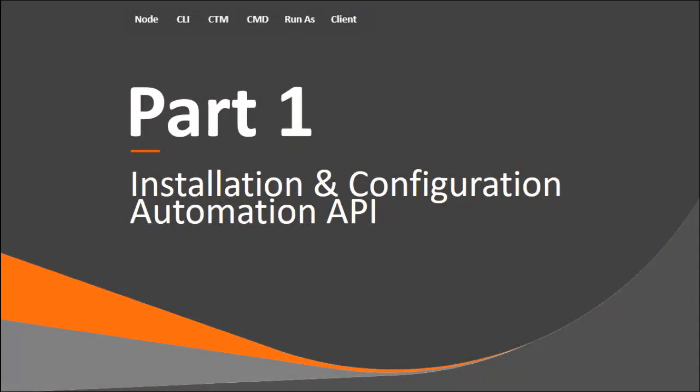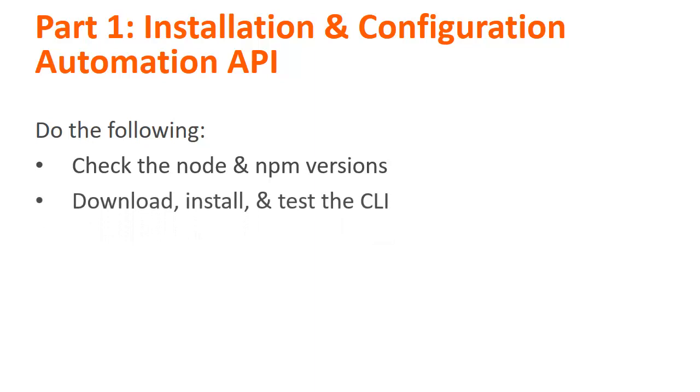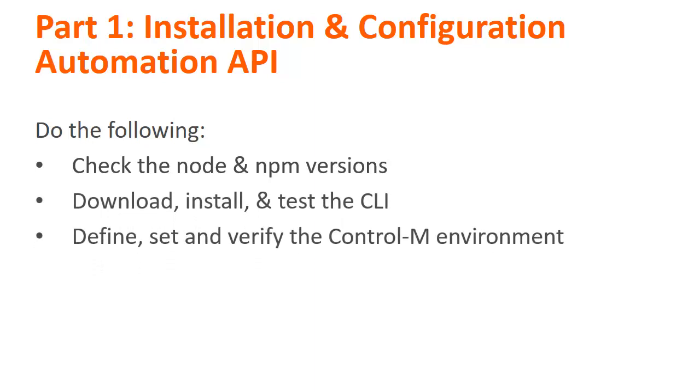Part 1. Installation and configuration of Automation API. We need to do the following: check the node and npm versions, download, install and test the CLI, and define, set and verify the Control-M environment.